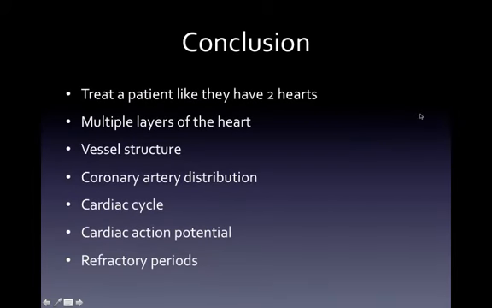Please, and this is in conclusion, please treat the patient like they have 2 hearts. They have a left heart and a right heart. There are multiple layers of the heart, and the example of this is, I want you to know that a transmural event is full thickness. The vessel structure, the arteries have 1 more layer of elastic membrane. Coronary artery distribution, please be familiar with left main, LAD, circumflex, and RCA or right coronary artery.